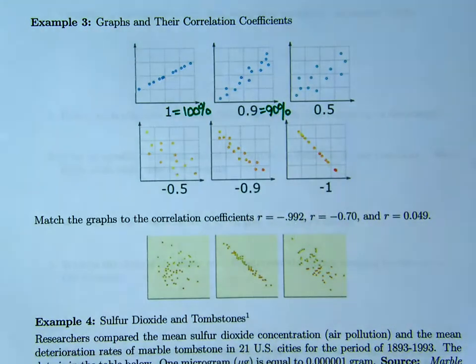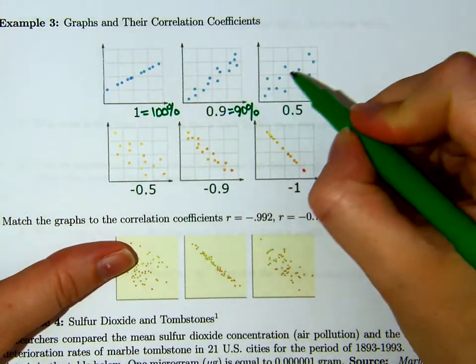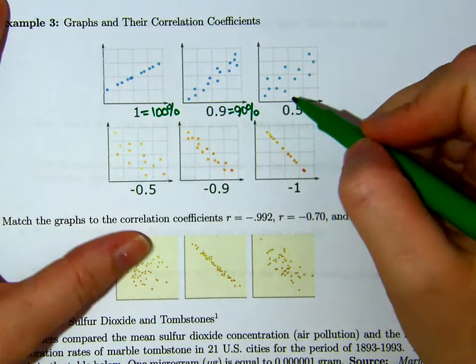This one's about 90% linear. It's pretty good. It's pretty strong. And this one, it definitely looks like you could put in a rough line that's increasing, but it has a lot of error.